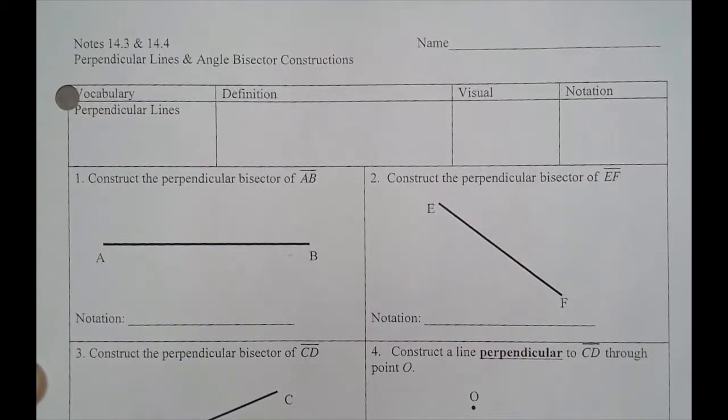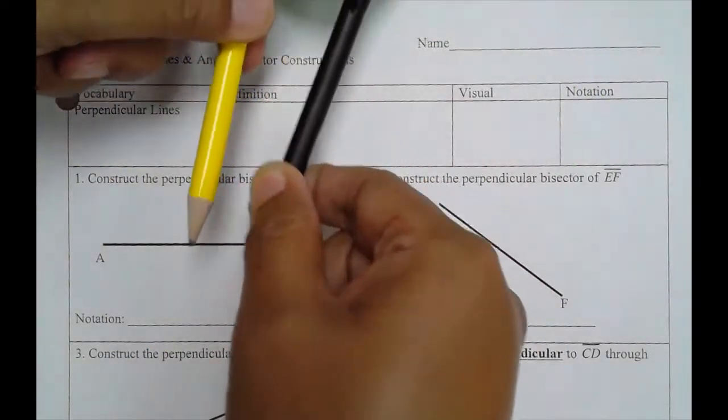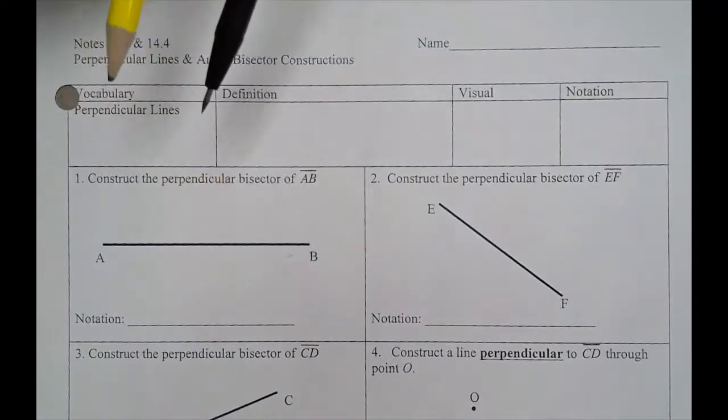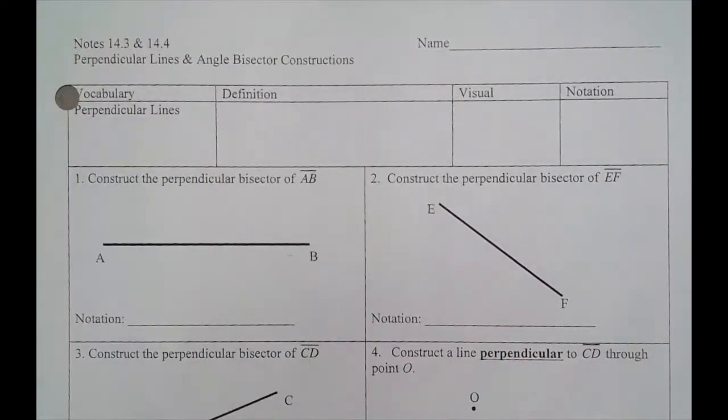Today we're going to look at constructions, and constructions are made with your compass, and I have mine right here, and a straight edge, so something that you can draw a straight line with. So everything today is going to be using these two tools. So first thing, let's go ahead and take a look at what are perpendicular lines.